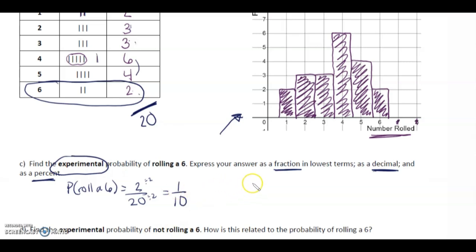In regards to the decimal, if we did 1 divided by 10 as a decimal, we're going to get 0.1. I also like to see this as 0.10. The reason is because when we express this as a percent, we're going to take 0.10 multiplied by 100. Our percentage is going to be the 2 numbers after the decimal. So 10% of the time. So we have a fraction, a decimal, and a percent.